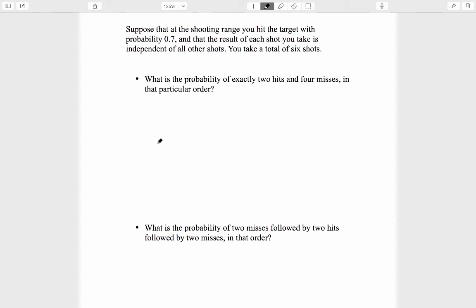Suppose that at the shooting range you hit the target with probability 0.7, and that the result of each shot you take is independent of all other shots. We were really making this independence assumption in the previous example, but now we're just stating it explicitly. You take a total now of 6 shots. What is the probability of exactly 2 hits and 4 misses in that particular order?